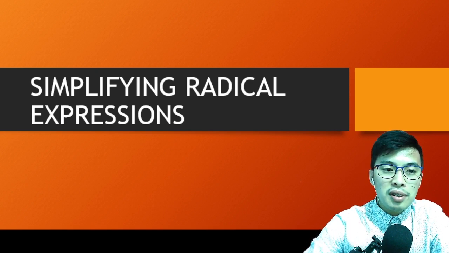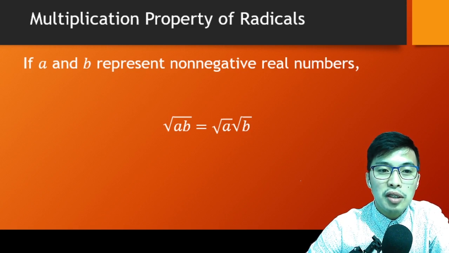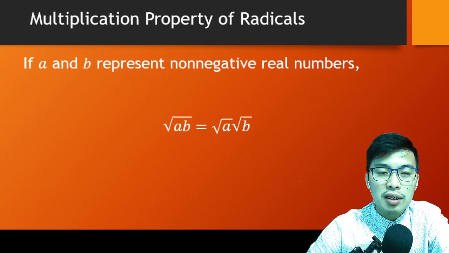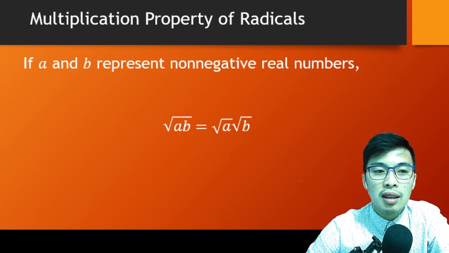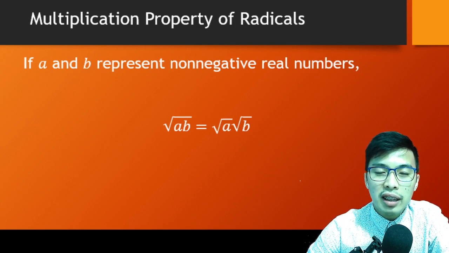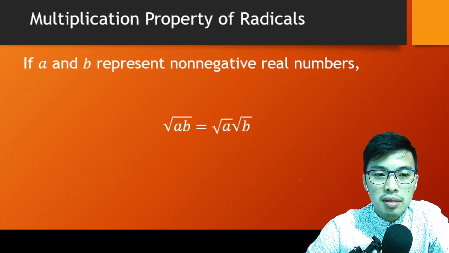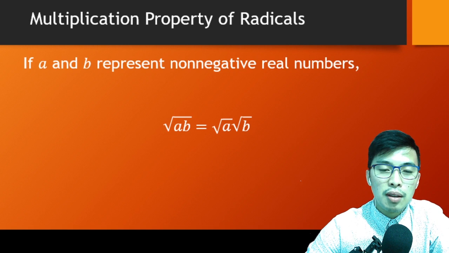Alright, so first we go with the first property, which is the multiplication property of radicals. What is the multiplication property of radicals? If A and B represent non-negative real numbers, then we can say that the square root of AB is equivalent to the square root of A times the square root of B.